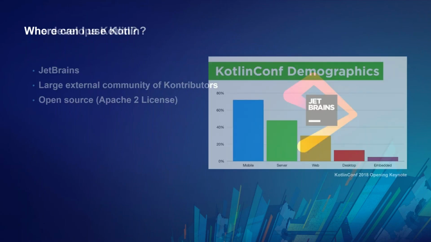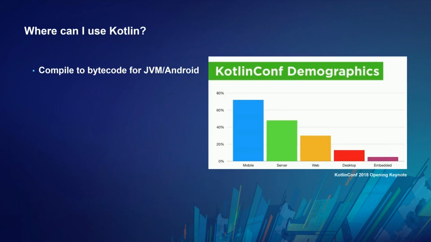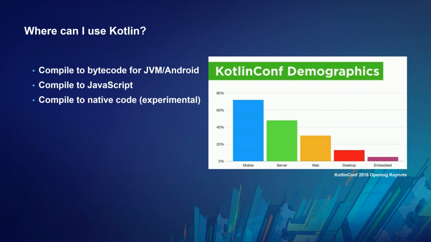So where can I use Kotlin? So a really great feature is that pure Kotlin can be compiled to multiple platforms. So you can compile it to bytecode for running on the JVM and Android, and that's the focus of today's talk. But you can also compile to JavaScript. And there's even a way to compile pure Kotlin into native code. I wouldn't recommend using this in production quite yet because the API isn't stable, but you can definitely try that out.